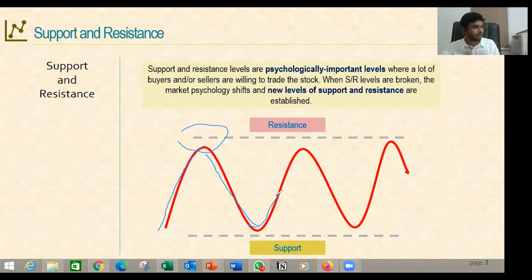For the moment, briefly, the idea is that these levels are psychologically important levels where a lot of buyers and sellers are willing to trade. These are very key levels, and we can call them SR levels, support and resistance. Why? When support or resistance levels are broken, the market psychology shifts and new levels of support and resistance are established. For example, for a particular stock, the resistance is 50 and the support is, let's say, 20.